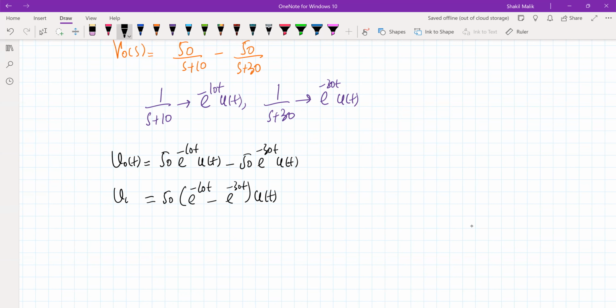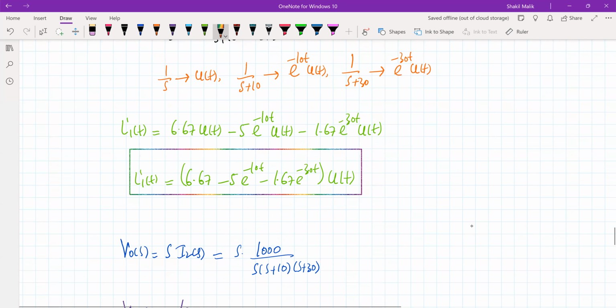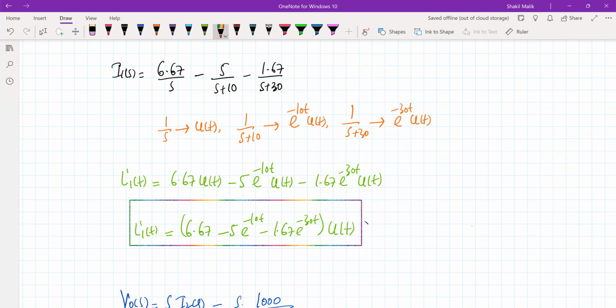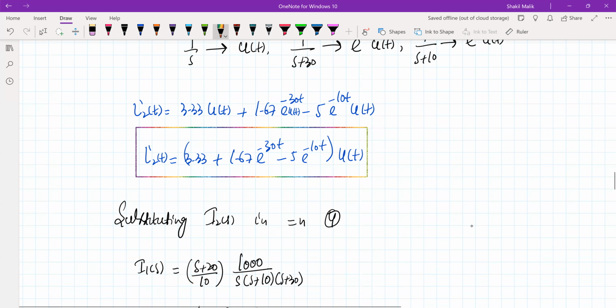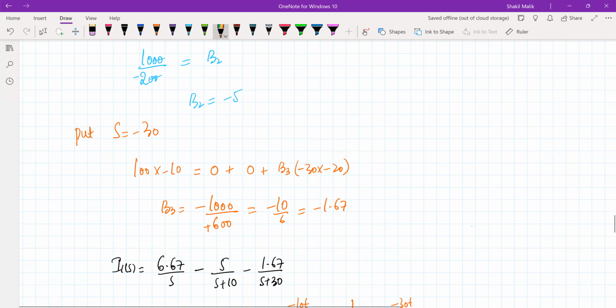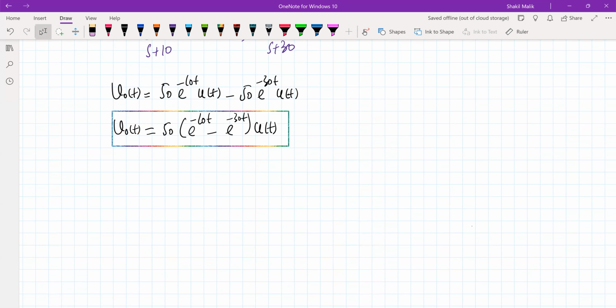So this is the voltage across the inductor that we had to find in this circuit. So we have found both the mesh currents, I1 and I2 here. One is here and the I2 is here. And we have also found the voltage across the inductor, which is equal to this. Please check the calculations one more time.